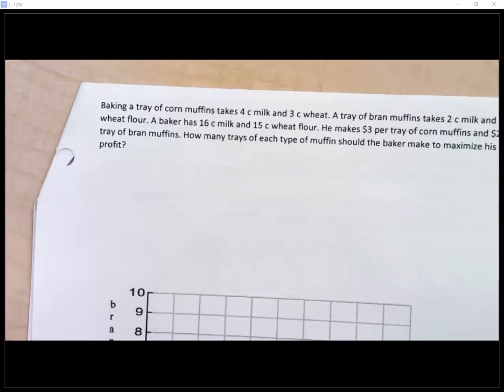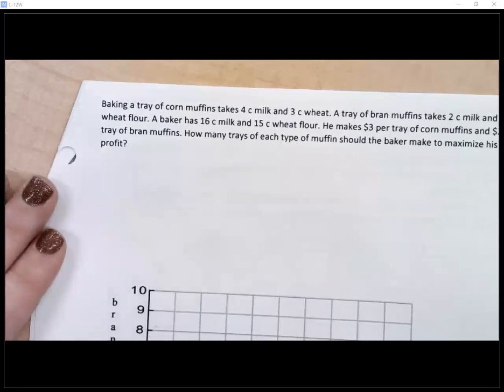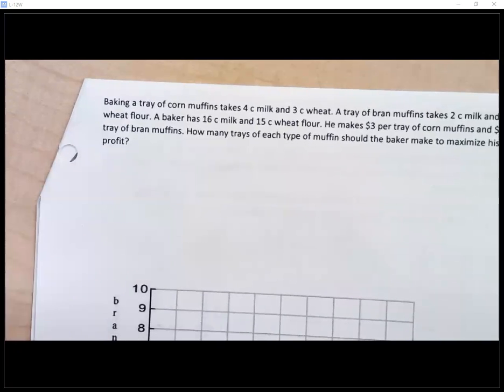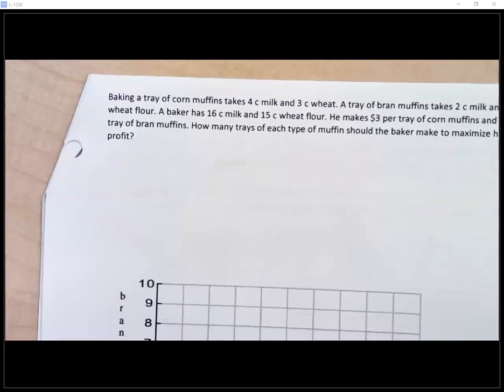So this one says we are baking a tray of corn muffins and bran muffins, okay? So we've got corn muffins, which use 4 cups of milk and 3 cups of wheat. Bran muffins, 2 cups of milk, 3 cups of wheat flour. Now, I think wheat and wheat flour is the same thing.